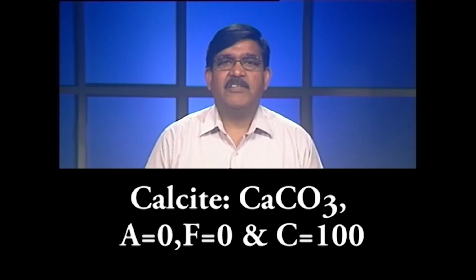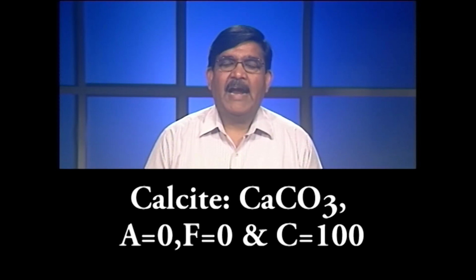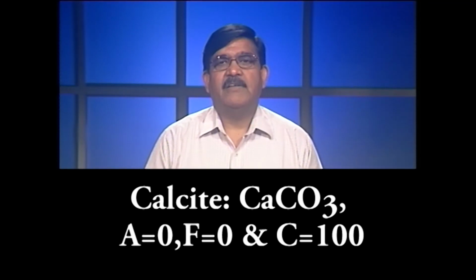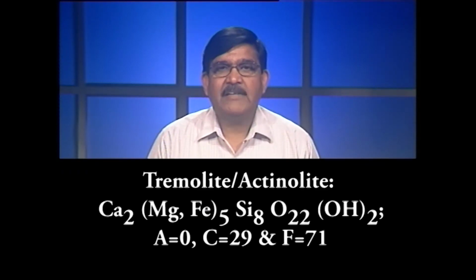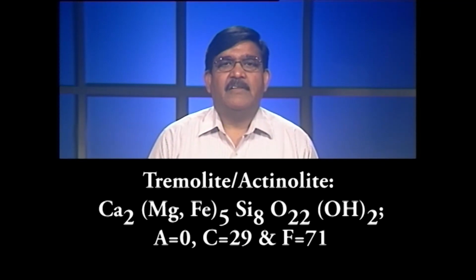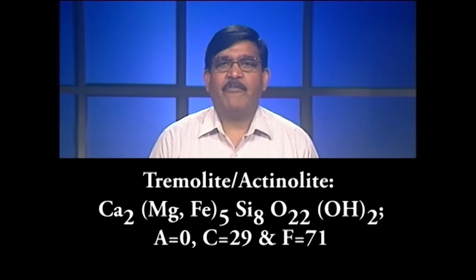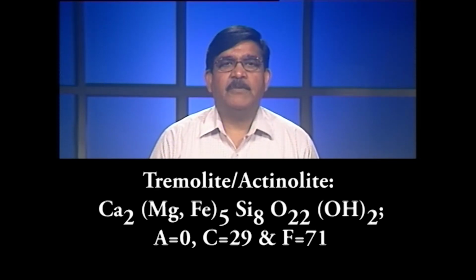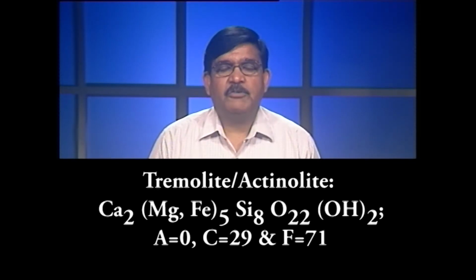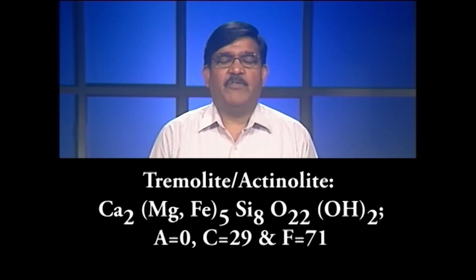The calcite chemical formula is CaCO3. The value of A equal to 0, F equal to 0 and therefore, C equal to 100%. Now, the next mineral is tremolite or actinolite. The formula is Ca2(Mg,Fe)5Si8O22(OH)2. Here the value of A equal to 0, C equal to 29 and F equal to 71.